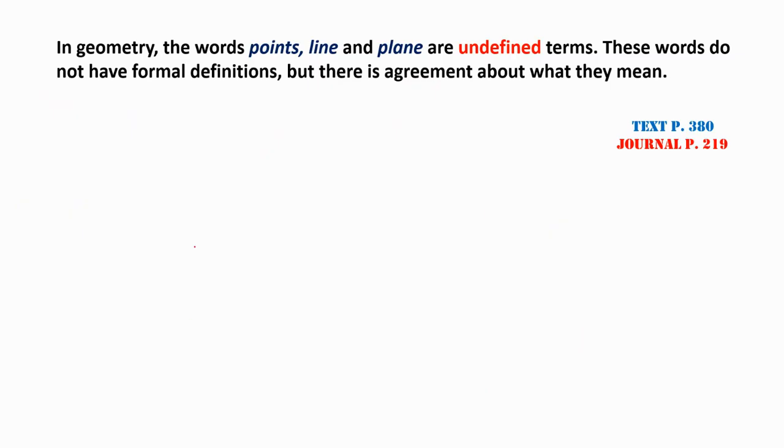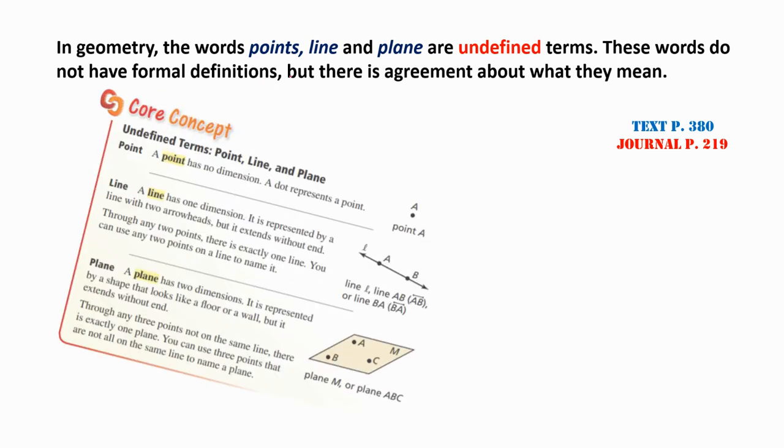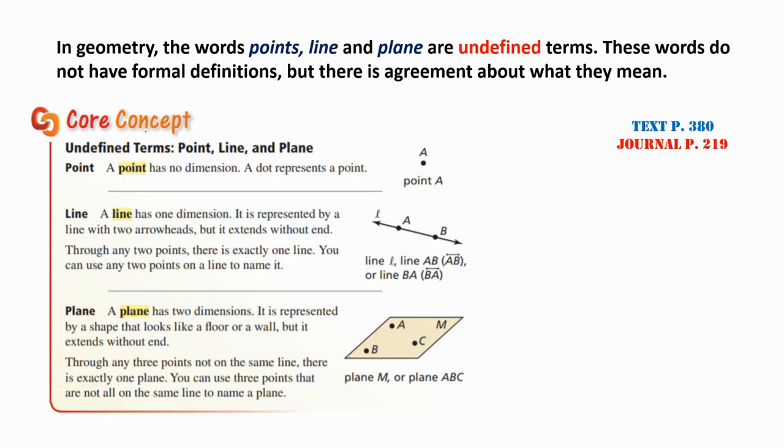So now that we've explored these ideas, we need to understand some definitions. In your text, this is on page 380. Your journal, it's page 219, and you really want to follow along here. So these are some informal definitions, and we sort of have an understanding of what they mean.